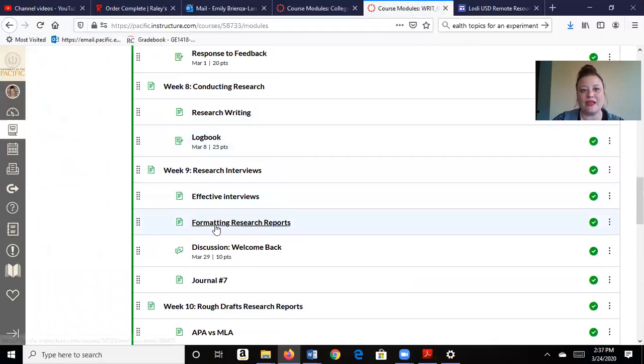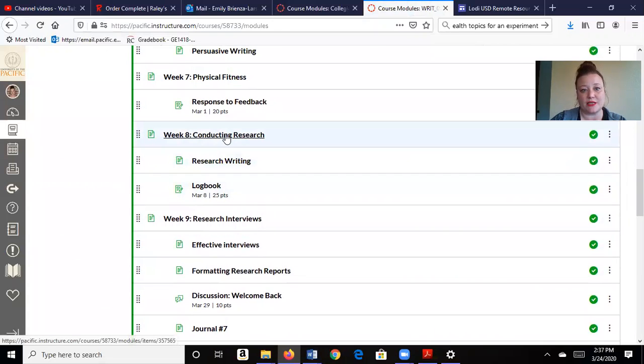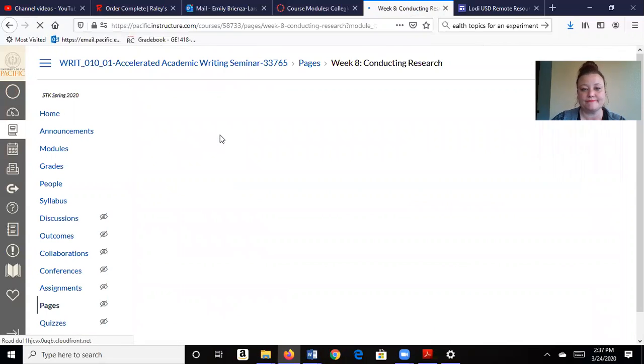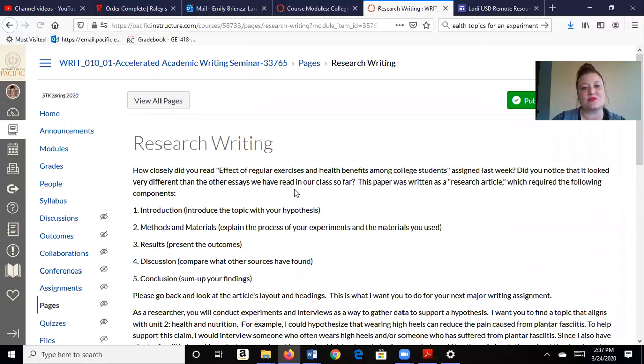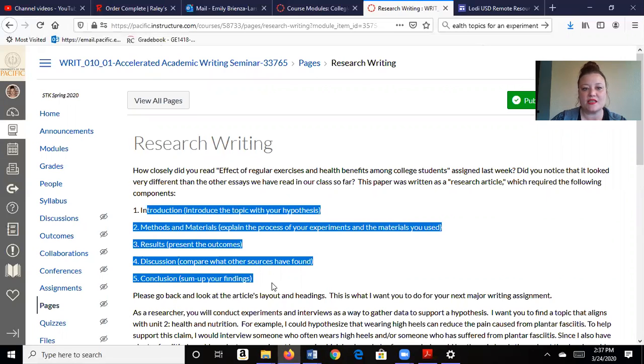So again, we're in week 9 now, but in week 8, I talked about research writing and logbooks. And these are things that you needed to look at before you made your project up. So if we go to conducting research, and you've got your homework, and on the next page, there it is, research writing. So this is the format that I want you to cover in your final research report.